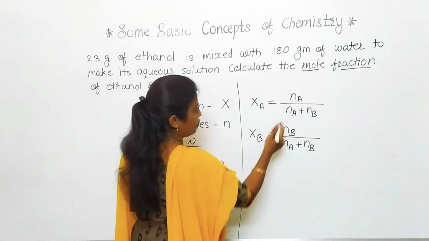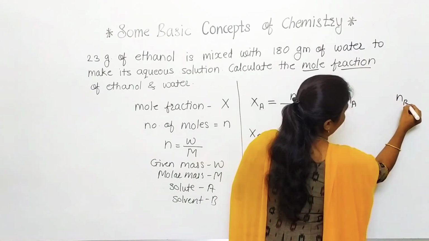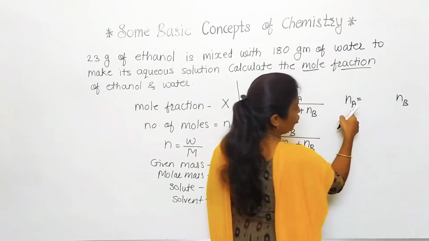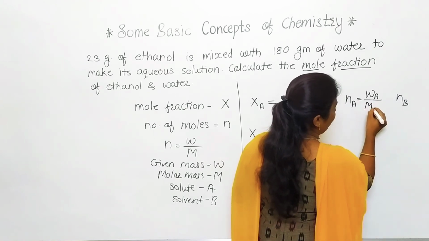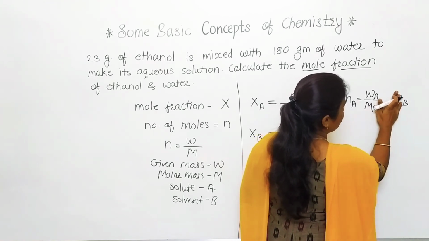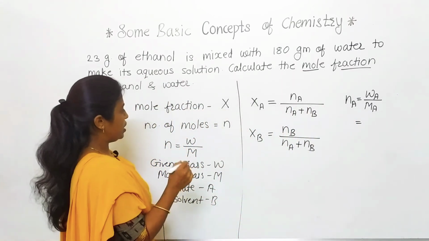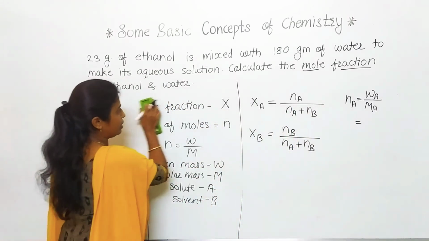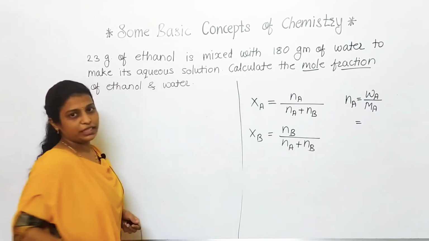Before going ahead, we should know what Na and Nb are. Number of moles of solute is equal to given mass of solute divided by molar mass of solute. The given term is Wa. Now I hope you completed this write-up. Now we will discuss the given data. What is given in the problem?